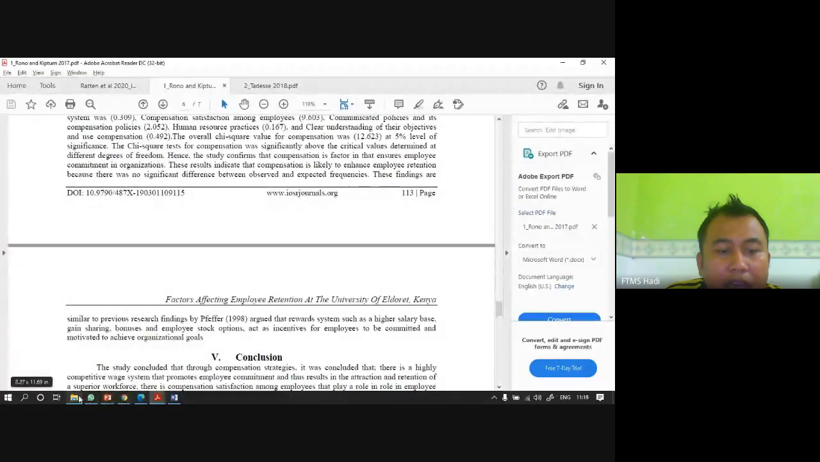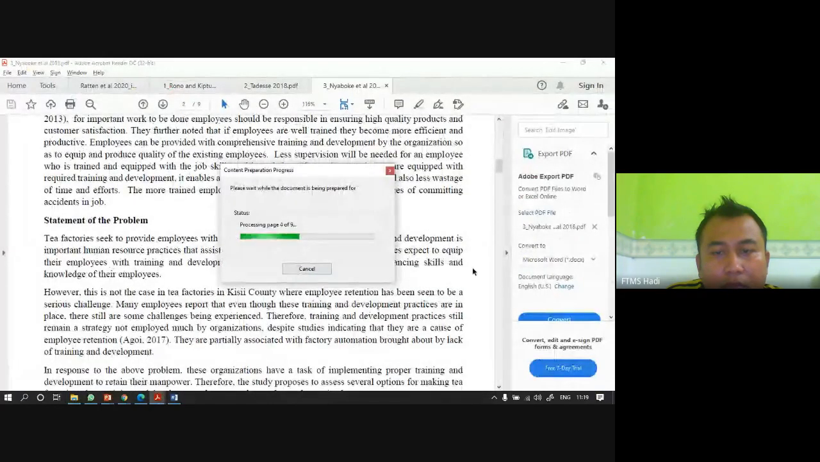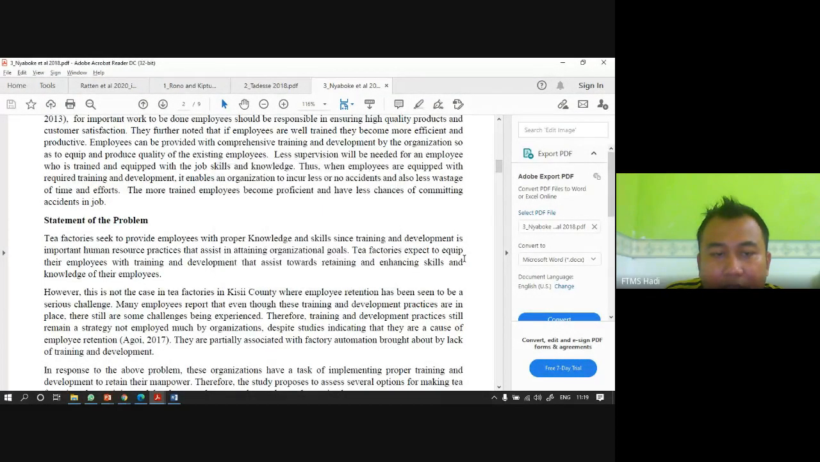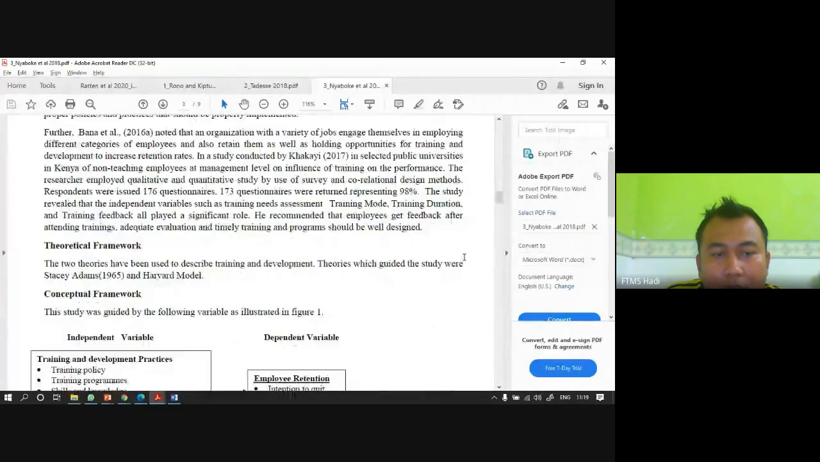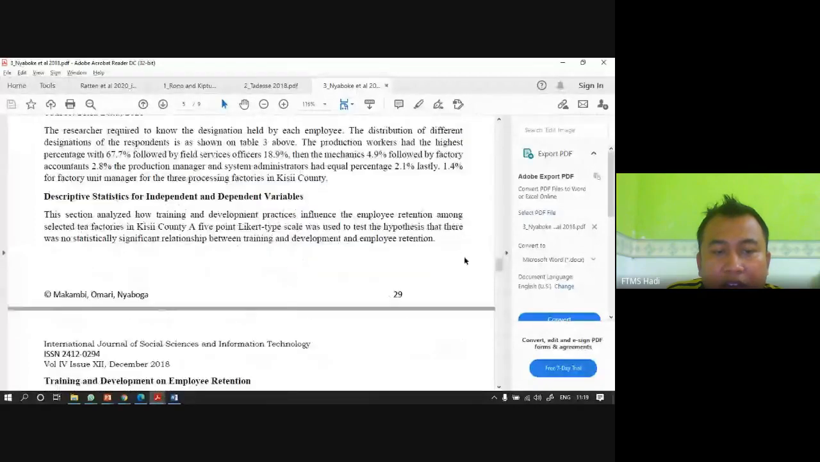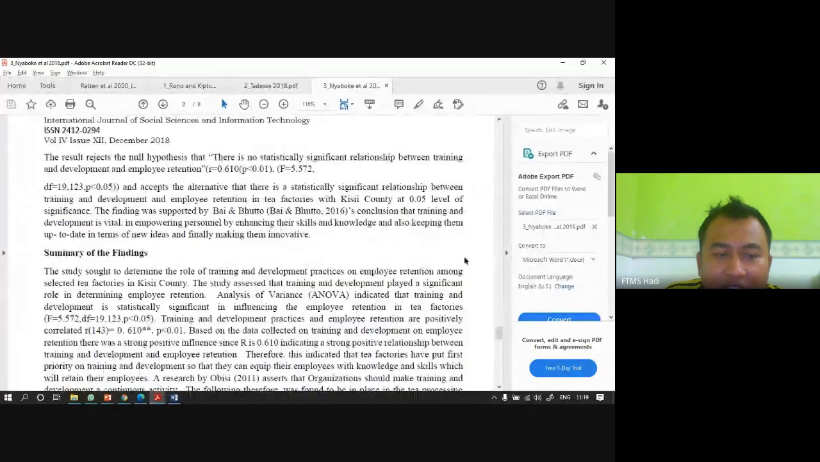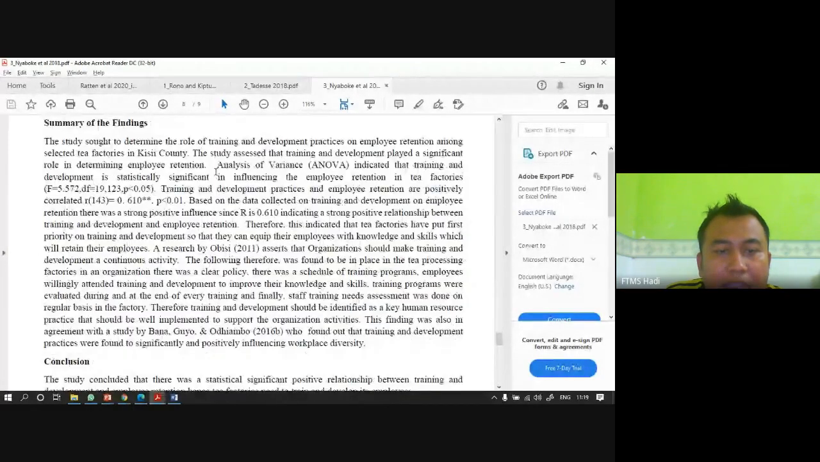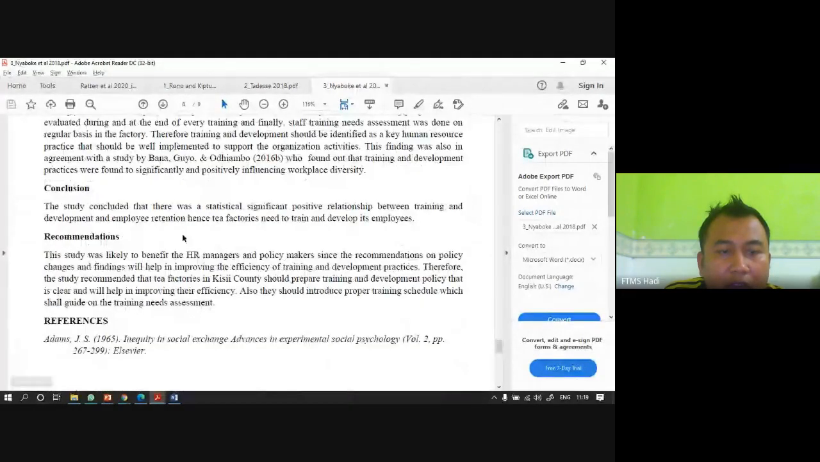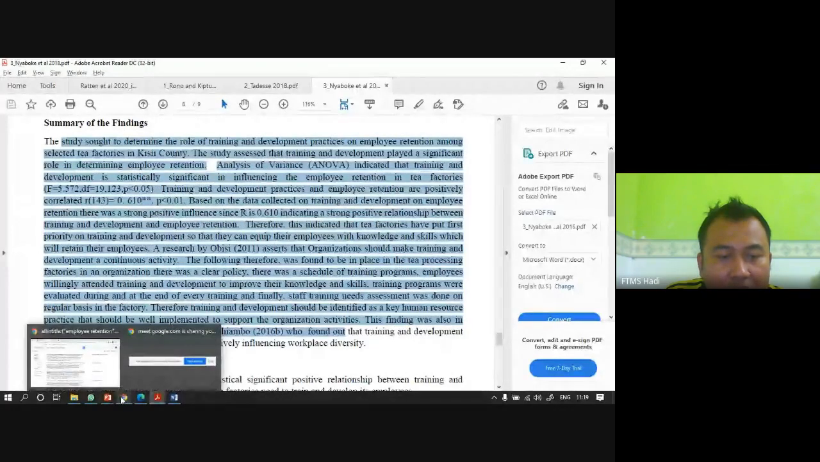Or probably another example is this one. Okay, hold on a second. Look at the discussion. What does the author say and what do the other authors say? Result I don't read much. Probably the summary of the findings only. So you might read this one, and you might read this one also, a little bit.